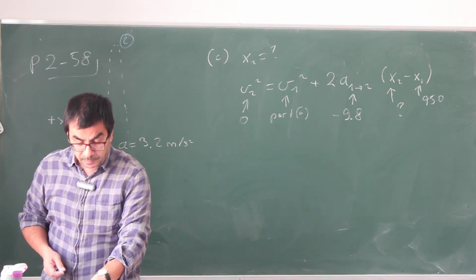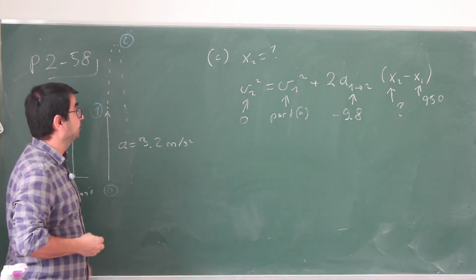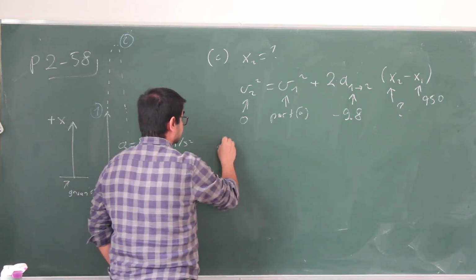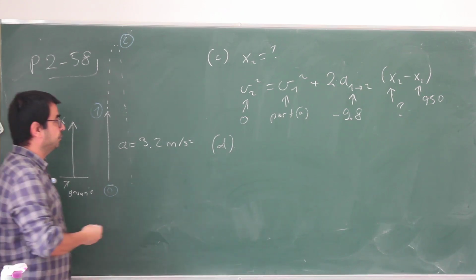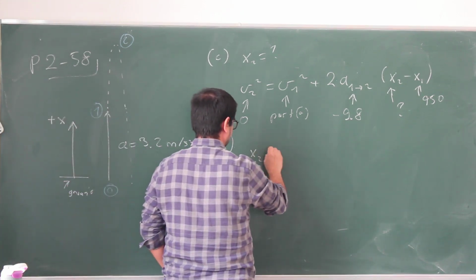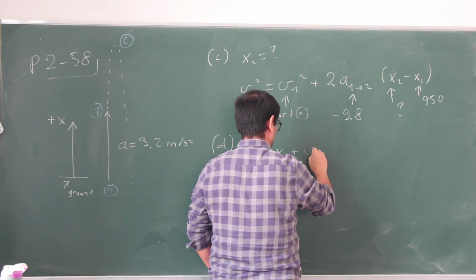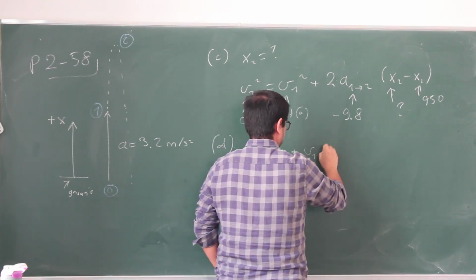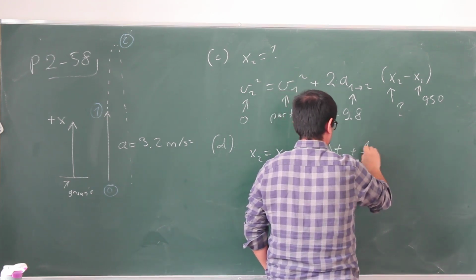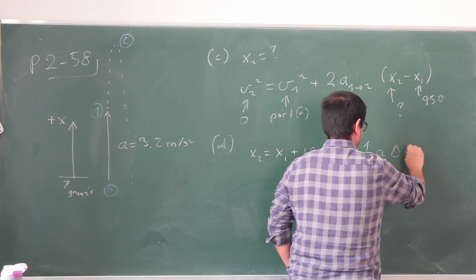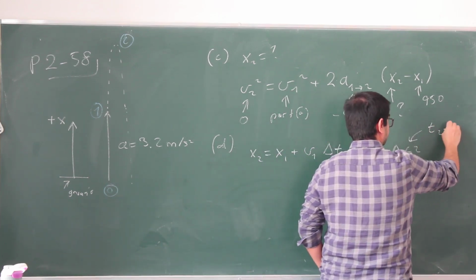And for part D, how much time? Now they're asking for time. How much total time does it take to reach the maximum altitude? So now we found what that maximum altitude is. Again, we can use the formula with the time. So this is going to be x2 equals x1 plus v1 delta t plus 1/2 a delta t squared. So this delta t now is T2 minus T1.